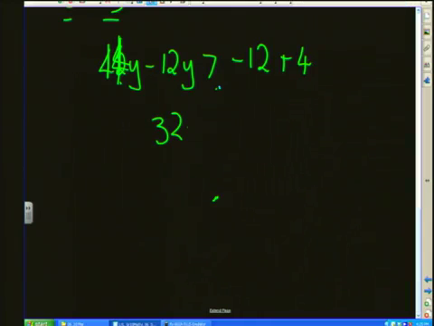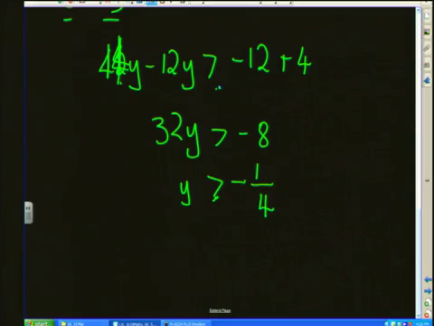So we've got 32y is greater than minus 12 plus 4. That gives me minus 8. Divide both sides by 32, and I get y is greater than minus 1 over 4, because I would get 8 over 32. 8 goes into itself 1 time. 8 goes into 32 4 times. All right, so we end up with y is greater than minus a quarter.